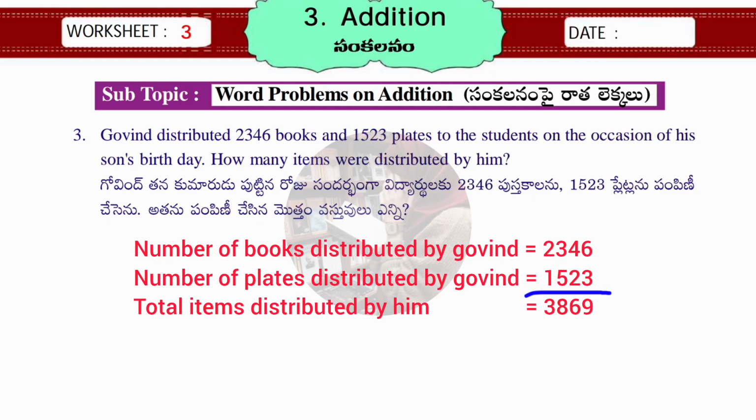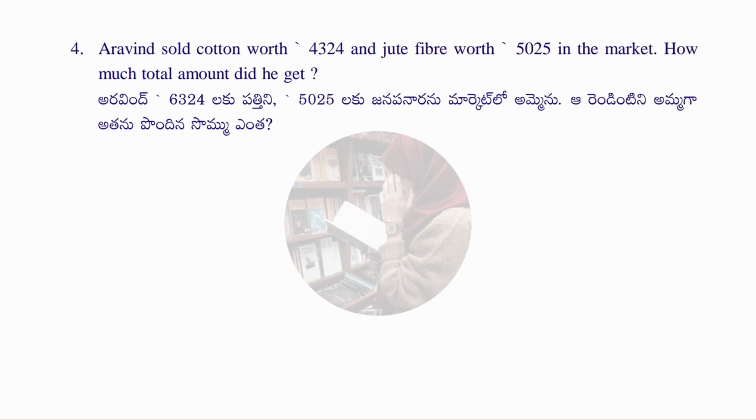Okay, let's see the answer. Number of books distributed by Govind is 2346. Number of plates distributed by Govind is 1523. Now we have to say the total items distributed by Govind. So do the addition. You will get the answer as 3869. So total items he distributed to students are 3869. Understood, guys?